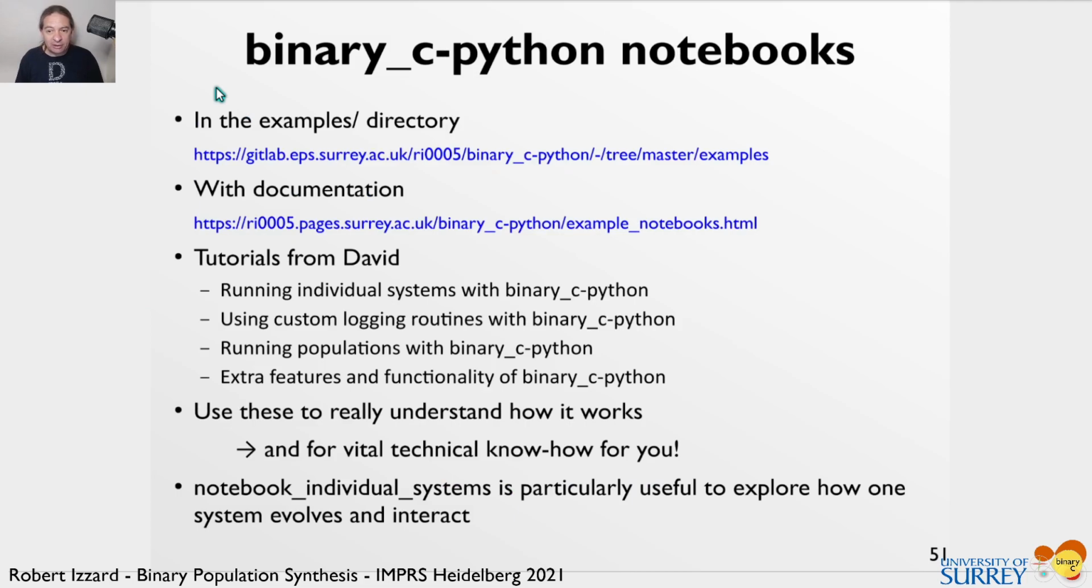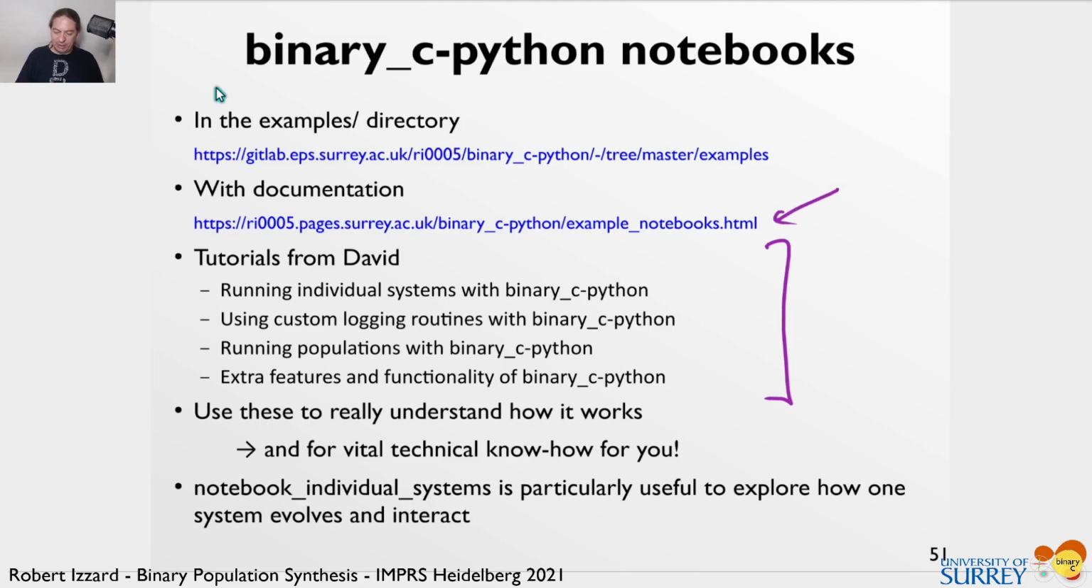So there's a load of notebooks. For those of you who know about Jupyter notebooks, that's exactly what we've developed. David's written a load of tutorials, which you can go through and have a look at to see how things work if you want. These are more based on teaching you how it works rather than the physics, but it's still very important. If you want to try actually doing stuff yourself, these are a good place to start.